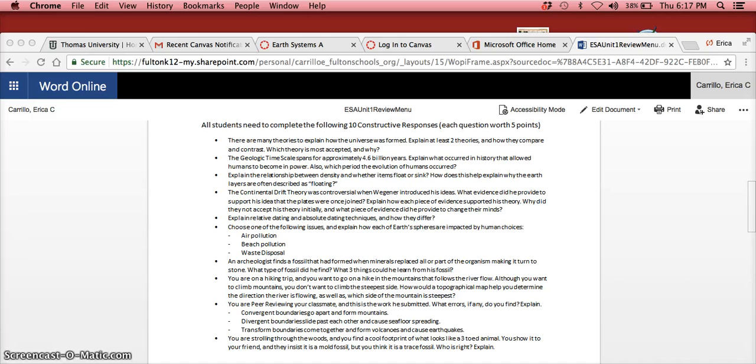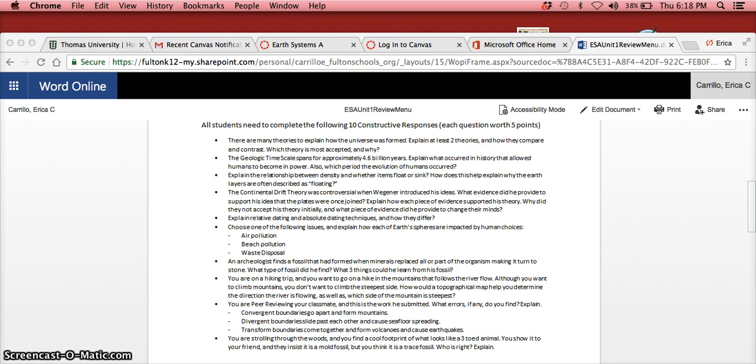So they differ because one is qualitative where the other is quantitative. The qualitative would be our relative dating because we're making observations. It's not mathematical, whereas our absolute dating is quantitative because it is mathematical.